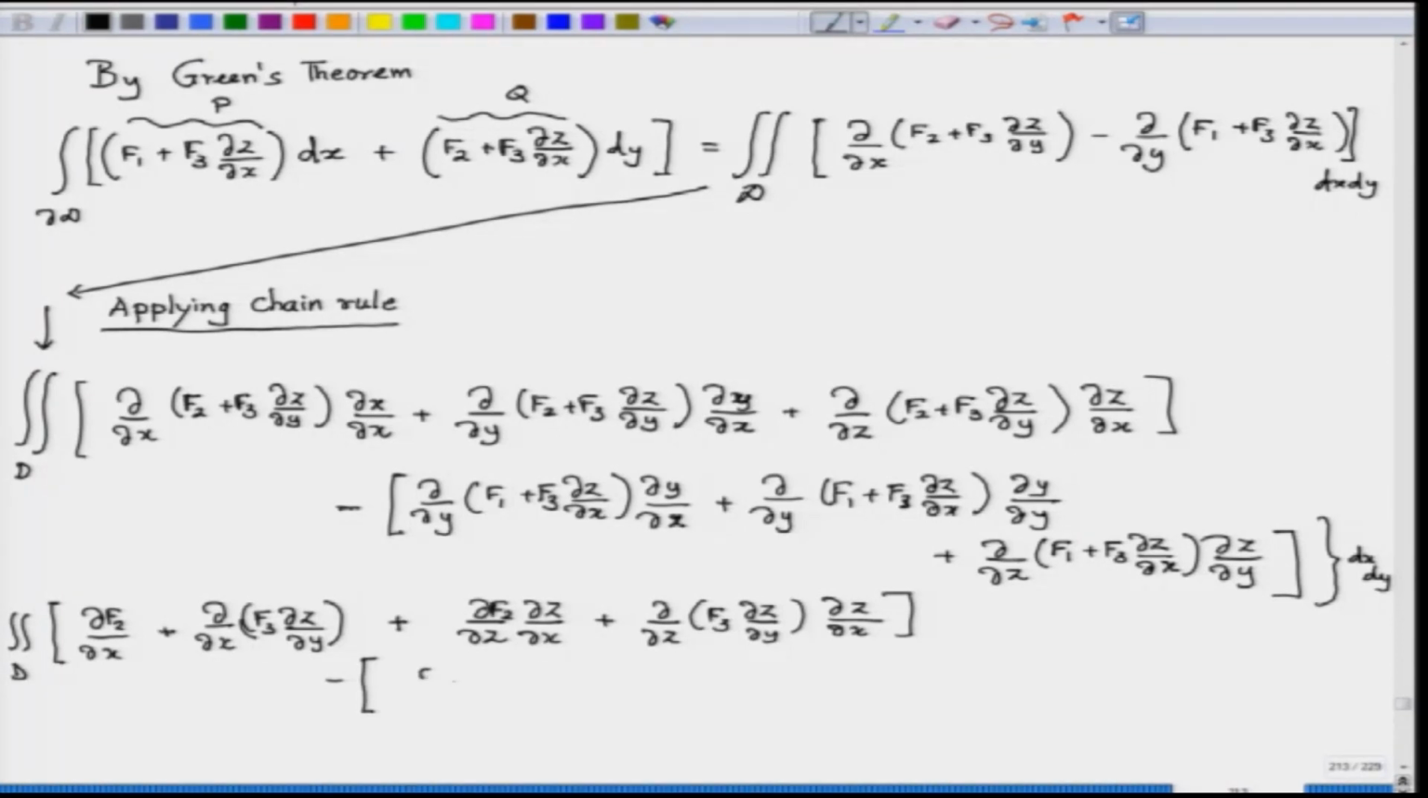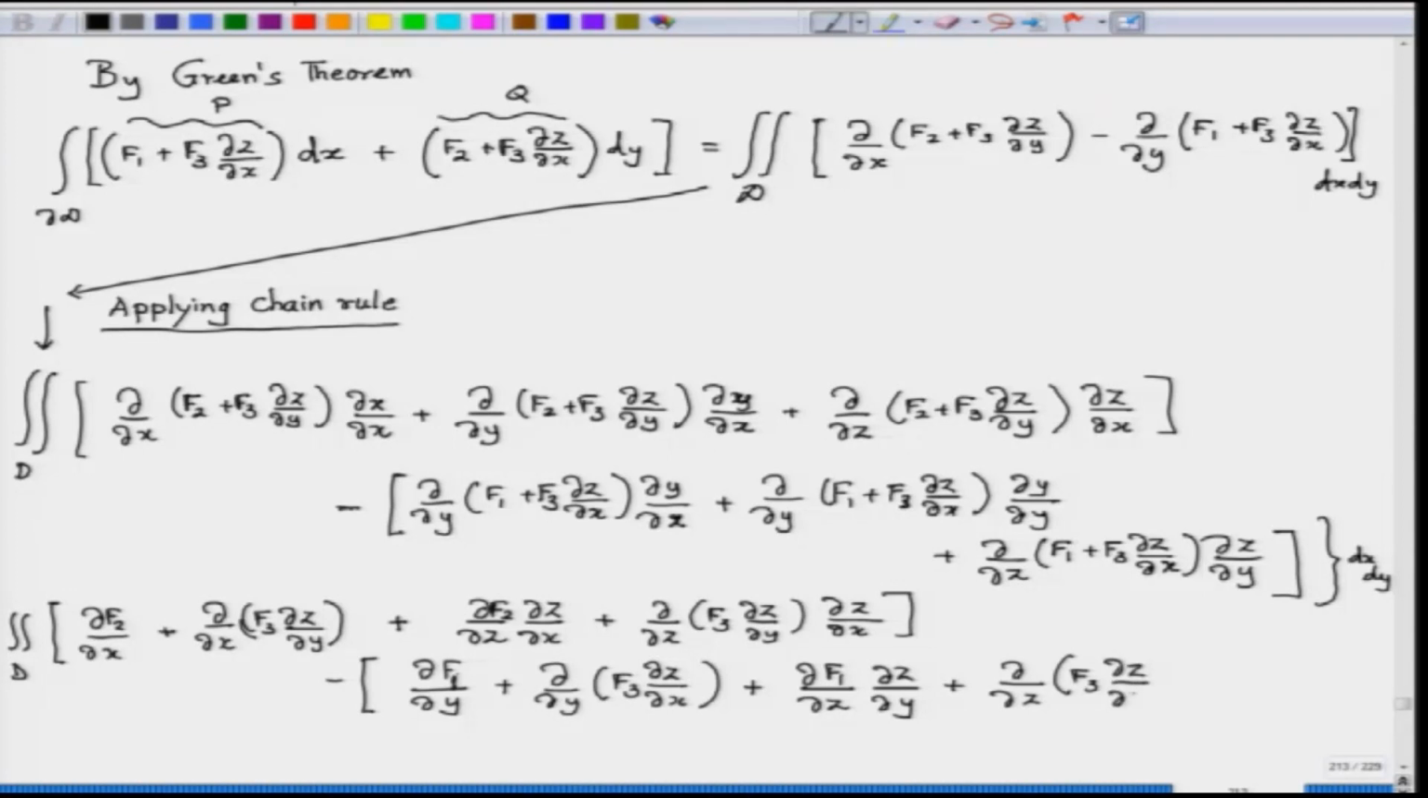So, the first part becomes ∂f1∂y plus ∂y of f3 ∂z∂x plus finally, this one becomes ∂f1∂z∂y plus ∂z of f3 ∂z∂x into ∂z∂y.